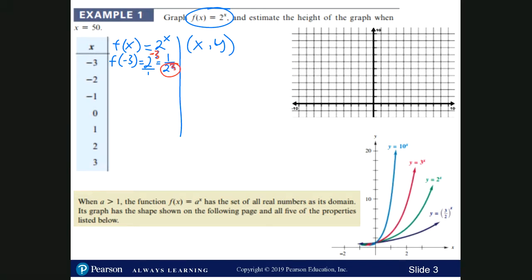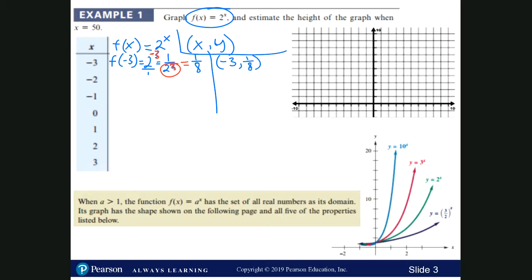So just to finish this one, and I'm actually going to need more space. This will be 1 over 2 to the power 3, which is 2 times 2 times 2, so it will be 1/8. And so as a point, we're going to have the point -3 for x and 1/8 for y.